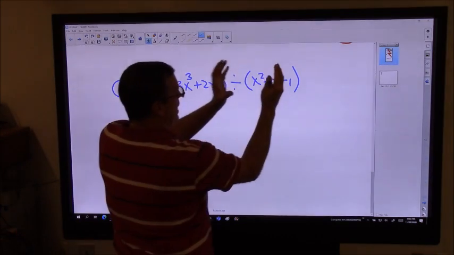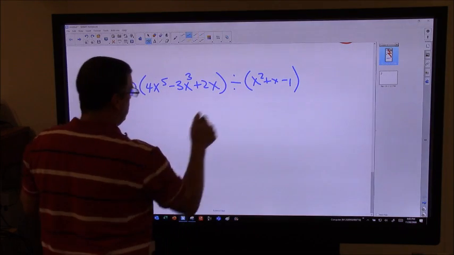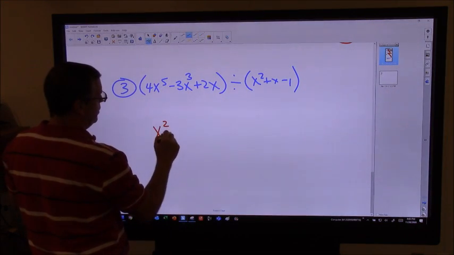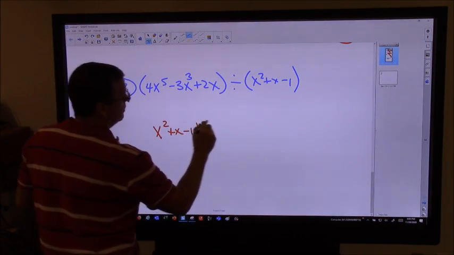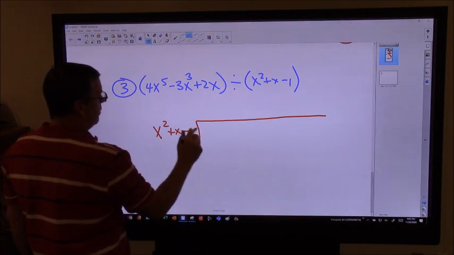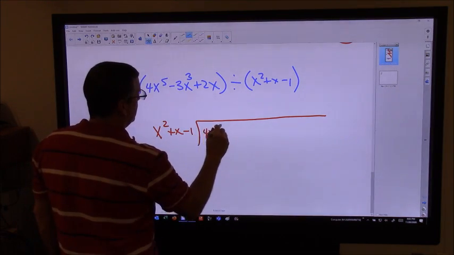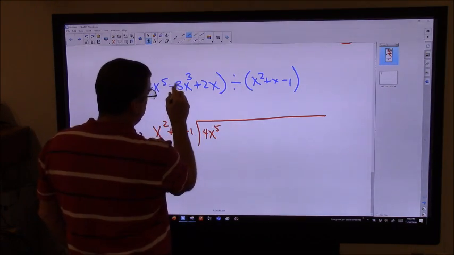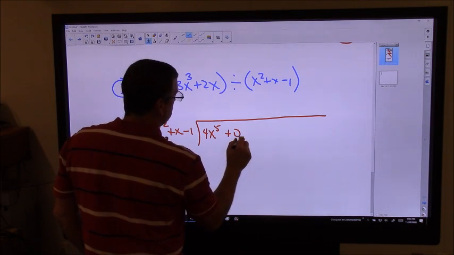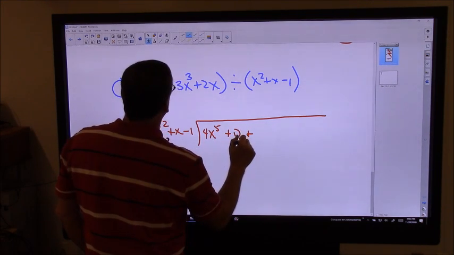So I'm dividing by this, which means I want to write that part first. X squared plus x minus 1. Inside here I've got 4x to the 5th. There's no x to the 4th, so plus 0. Plus 3x cubed.